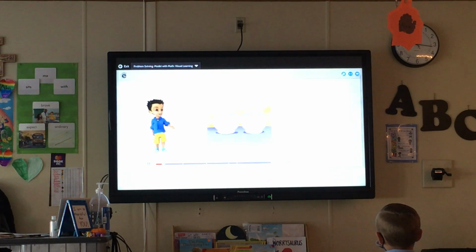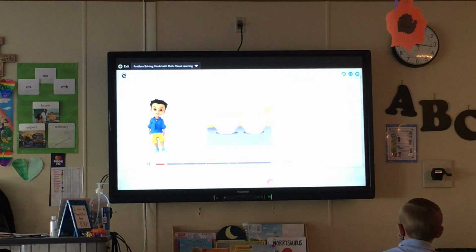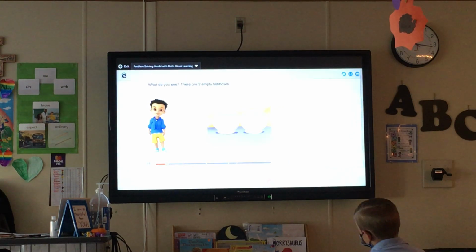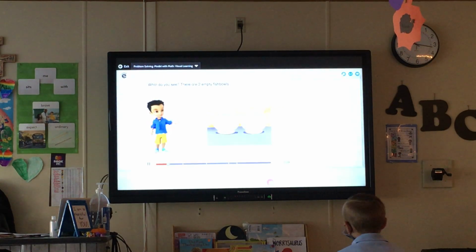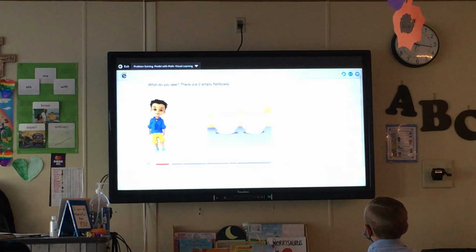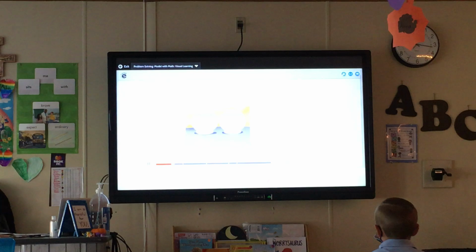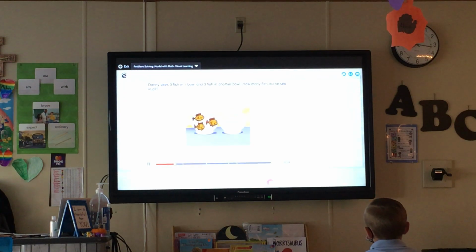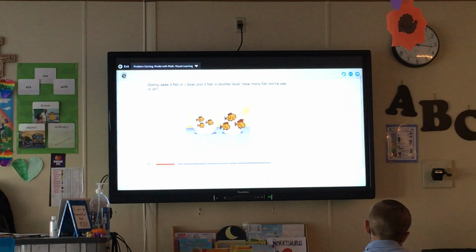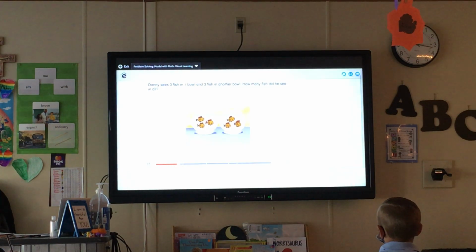Draw a picture to help solve a problem. Pictures always help, right? What do you see? There are 2 empty fish bowls. Danny sees 3 fish in one bowl and 3 fish in another bowl. How many fish did he see in all? Ooh, how many is that in all?